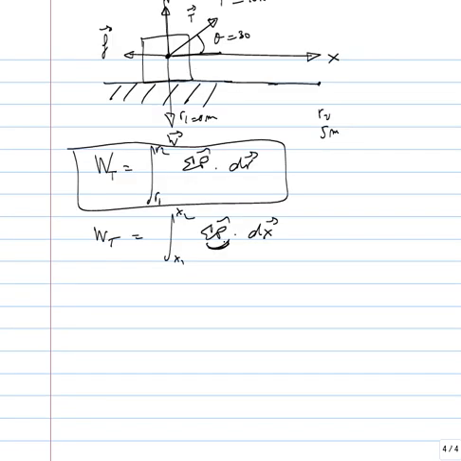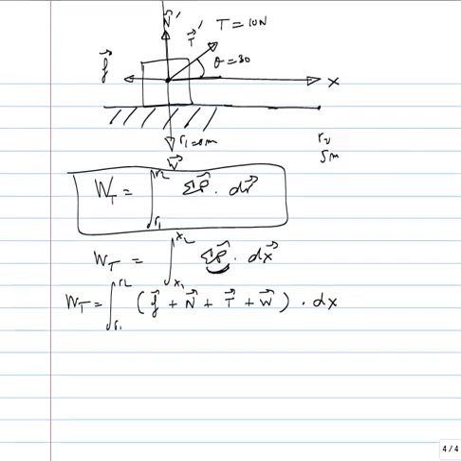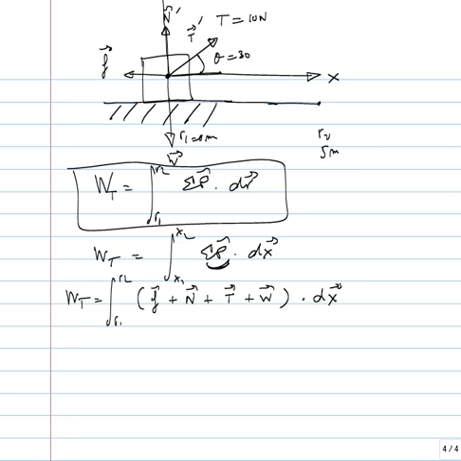So for the sum of the forces, we have 1, 2, 3, 4 forces. Therefore, the total work is the integral of F plus N plus T plus W dot dx. Okay, let's express each of those vectors in component notation. So I'm going to go very slowly. Later on you can skip these steps as you see it right away.